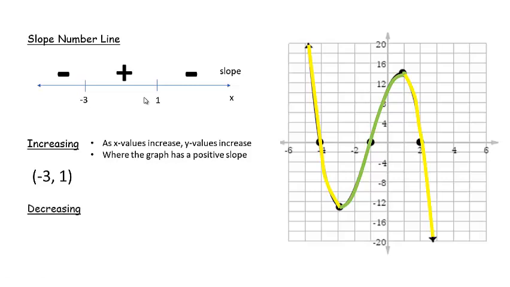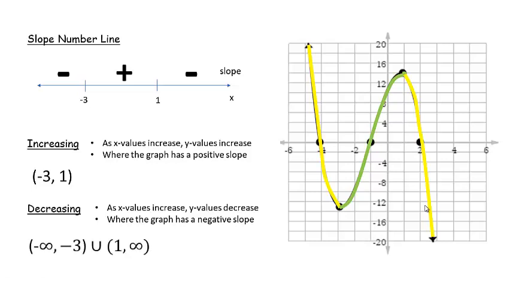We also care about the decreasing intervals. So that's where the x values were increasing, meaning we were going from left to right, but the y values were decreasing, right? The tracing was moving downwards. That was a negative slope. So we need to write down the domain of the yellow parts of the graph. So we have two chunks to that. We have the -infinity to -3 and the 1 to infinity.